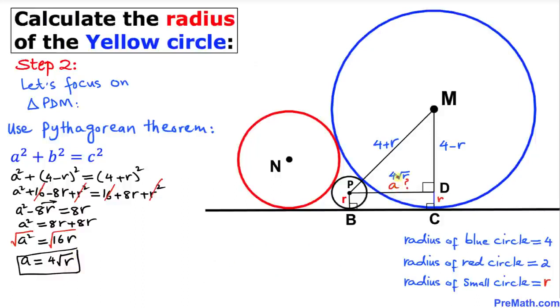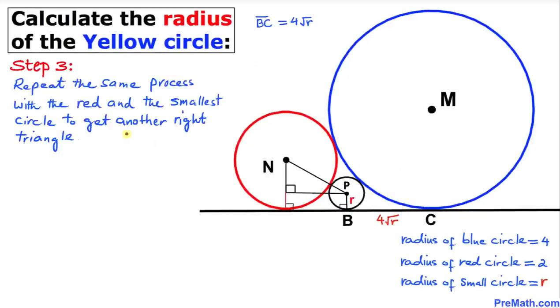Therefore, this side turns out to be 4 times square root of r, and we know that this is a rectangle. This side and this side are the same. So that means this side BC is going to be 4 times square root of r. And in the next step, we are going to repeat the same process with this red and this smallest circle to get another right triangle, as you can see in this figure.